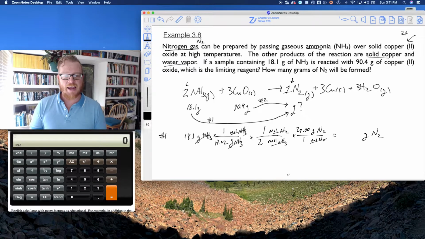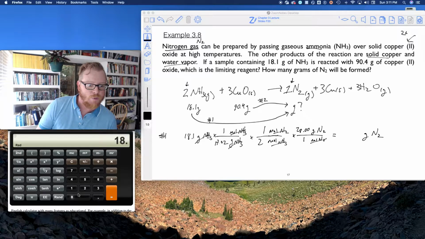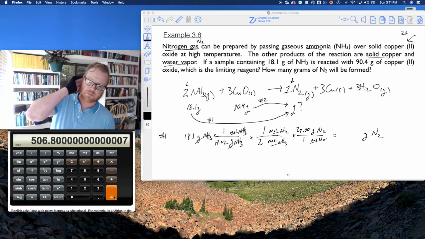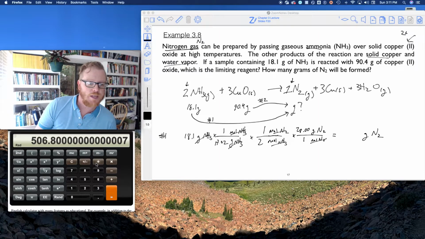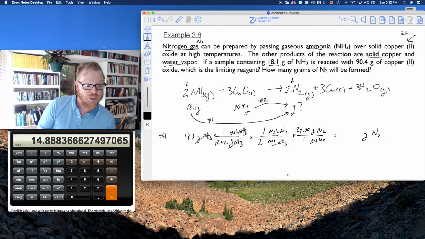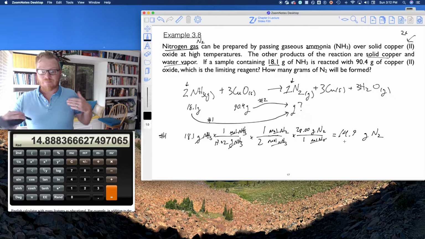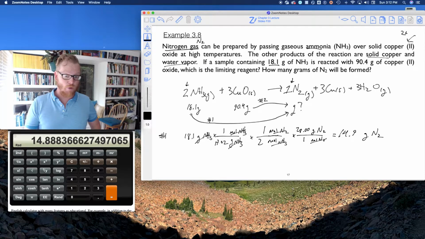Okay, so let's do the numbers. I'm going to say 18.1 times 1 times 1 times 28. So 18.1 times 28 equals 506.8 something. And then I've got to divide it by 17.02, and then I've got to divide it by 2. I can still say divide by 1 again, but we know what the result of that will be. So 14.888, and you can see I've got 3 sig figs from the 18.1, so this should be 14.9. So 14.9 grams of nitrogen can be made from 18.1 grams of ammonia, assuming that I had a large excess of copper 2 oxide.